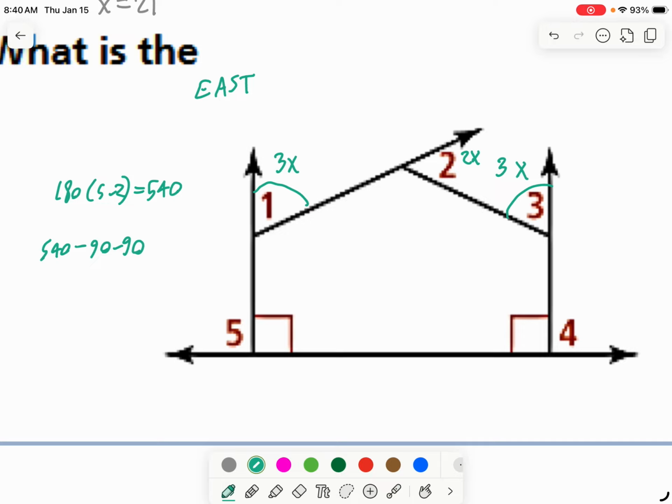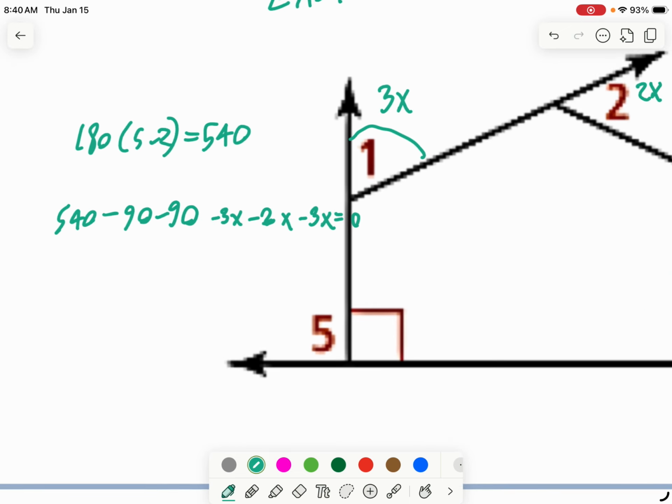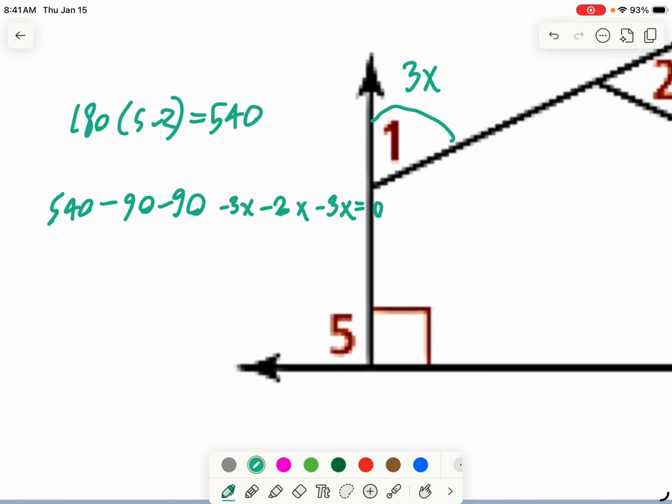And then I'm going to go ahead and subtract out 3x, 2x, and 3x. And all of that's going to add together to get 0. But that's not necessarily a big problem. I know that I can subtract those two 90s from 540. That becomes 450 and then 360. So I know that 360 is equal to 3x plus 2x plus 3x. Adding those together, 360 is equal to 8x.